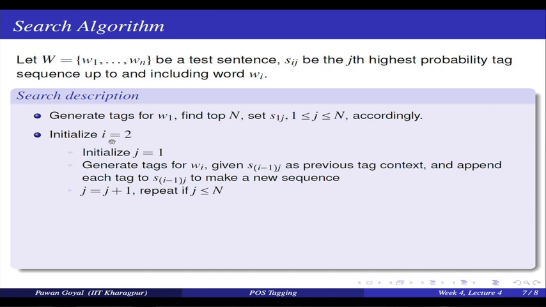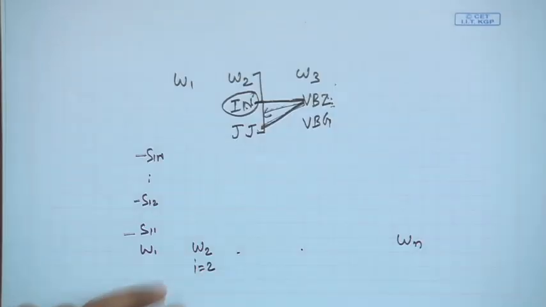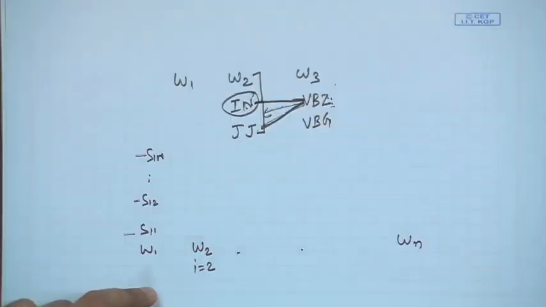So initialize i is equal to 2. Now you are at the second word. Generate tags for Wi given S(i-1)j as the previous tag context, and append each tag to S(i-1)j to make a new sequence, and then continue for all the tags. Now what does that mean? Initialize i is equal to 2, so that is your second word. Now generate tags for Wi given S(i-1)j as the previous tag context. What is S(i-1)j? Here i minus 1 is 1, so it is S1j.